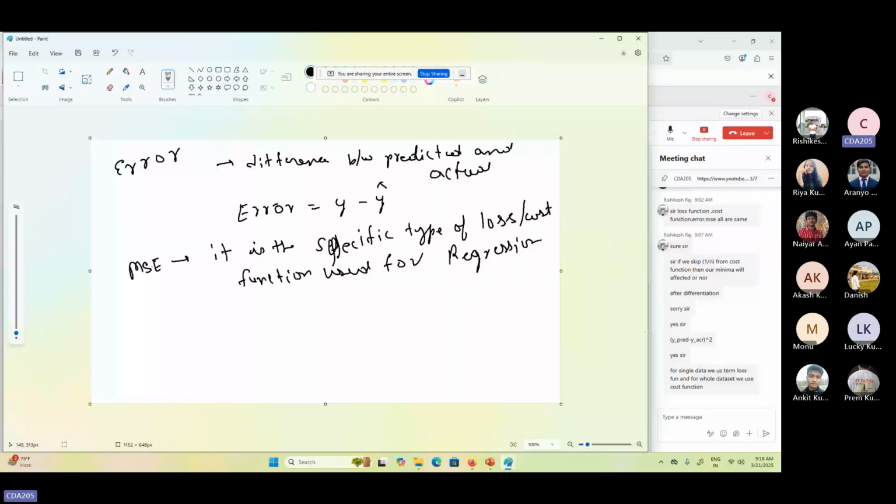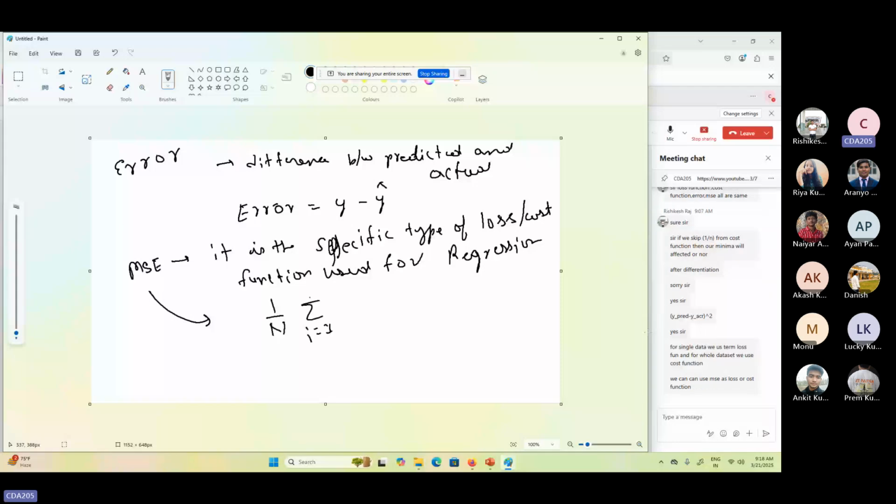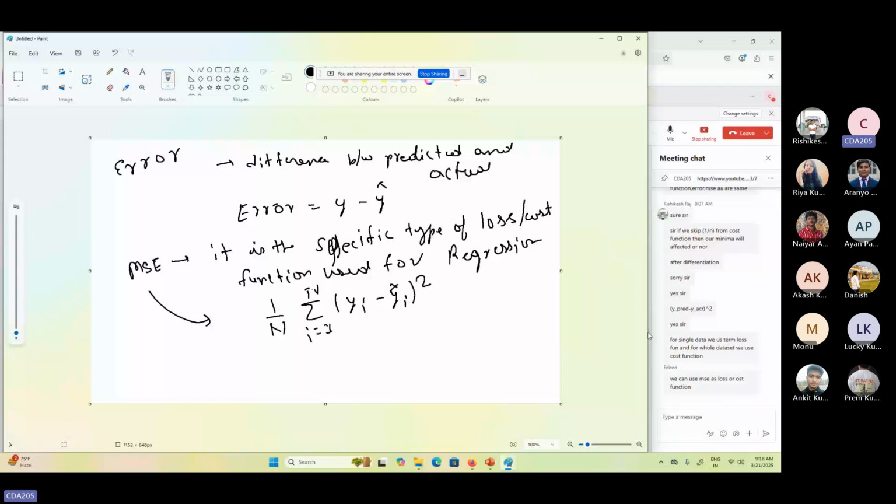So when we talk about the MSE, it is when we divide by 1 by n, means what? 1 by n, sum from 1 to n, (yi minus yi cap) whole square, means that it is calculating the average square error across all samples.